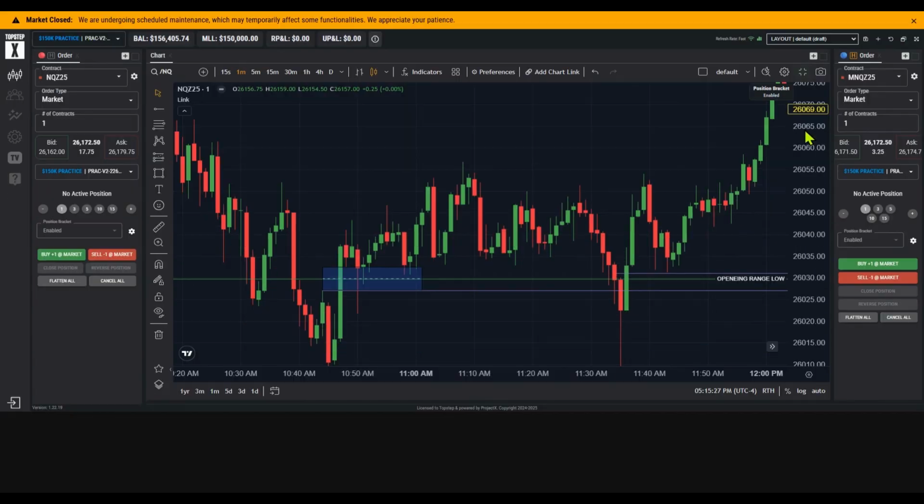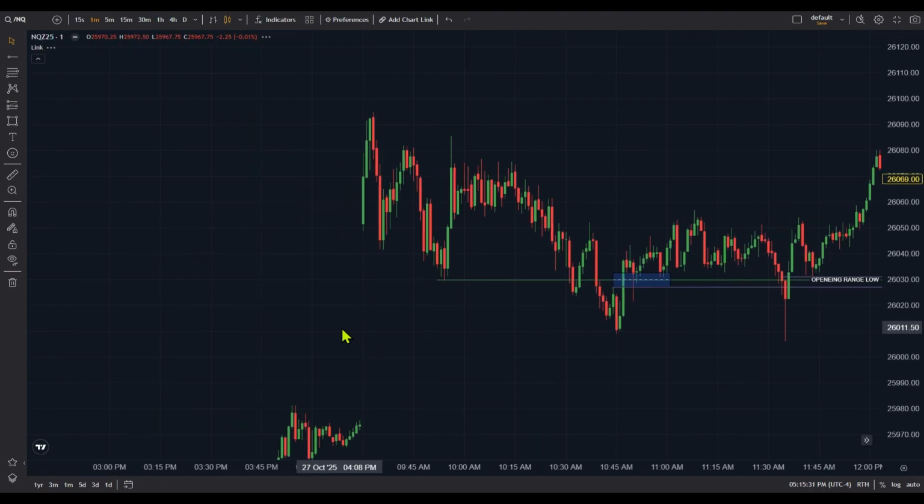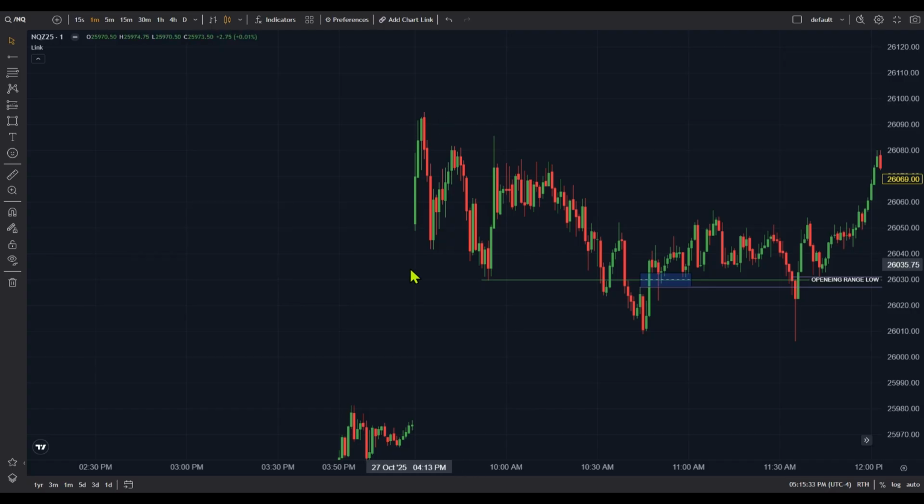Let's just do this. Okay. So, NQ, regular trading hours only. It kind of danced around, took out that high, and then started this meander down. Took out opening range low, went back up. I think it left that. Yeah, it looks like relative equals, and then pushed down again.